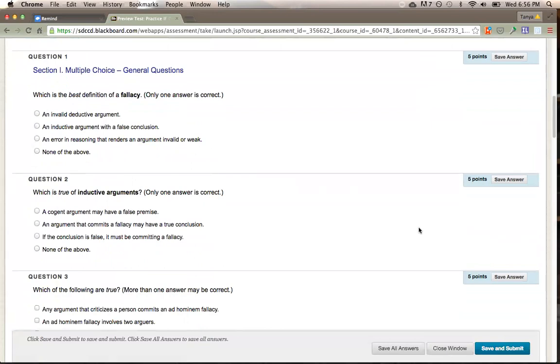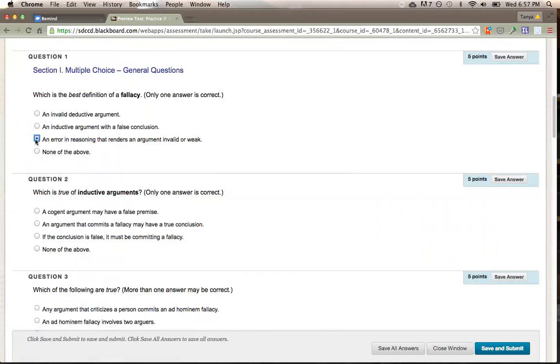Okay, I'm going to go through the multiple choice ones briefly to focus on the actual fallacy questions in more depth. So what's the best definition of a fallacy? It's an error in reasoning that renders an argument invalid or weak.